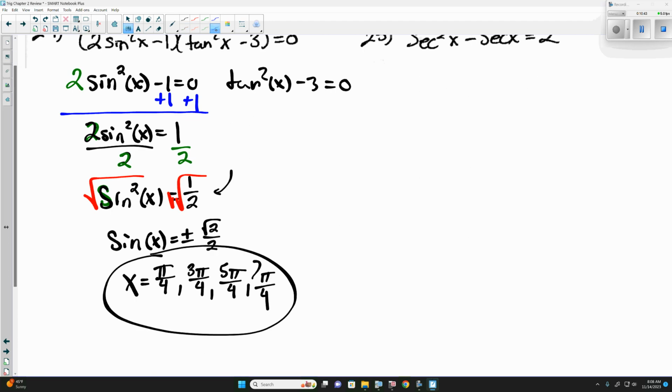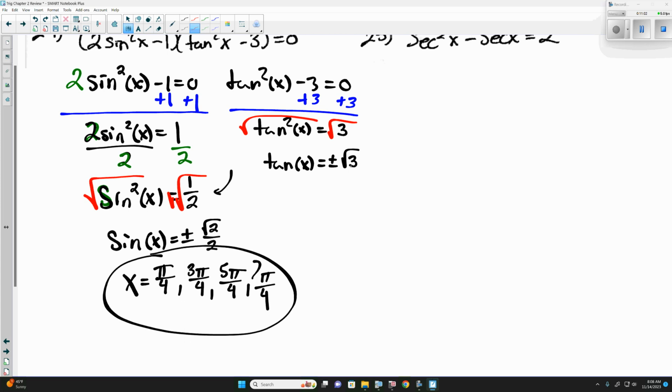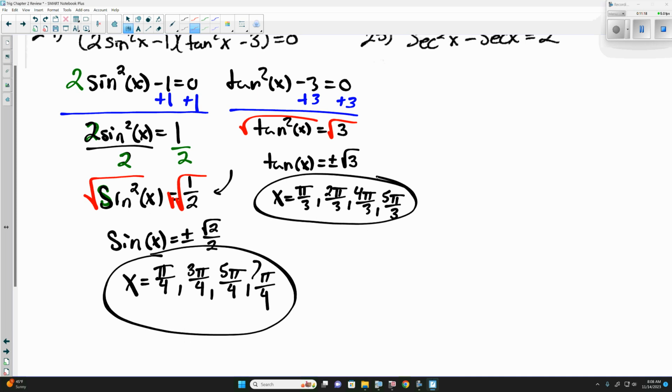Tangent squared minus 3. Add 3. So tangent squared of x equals 3. Square root, tangent of x equals plus or minus the square root of 3, which is our pi over 3, our division of 3. Positive negative square root of 3.